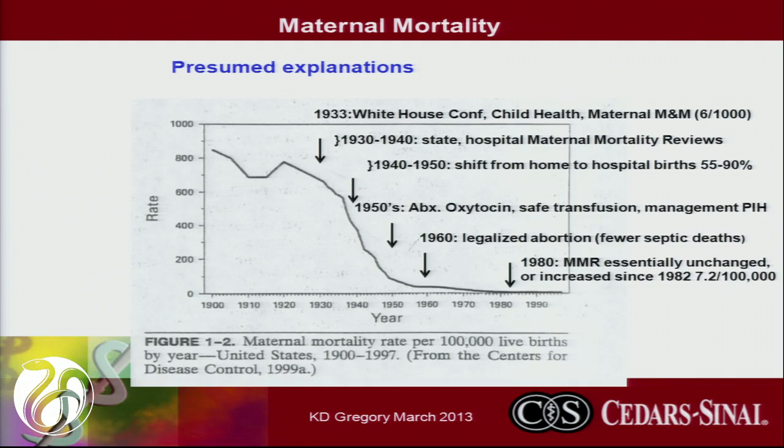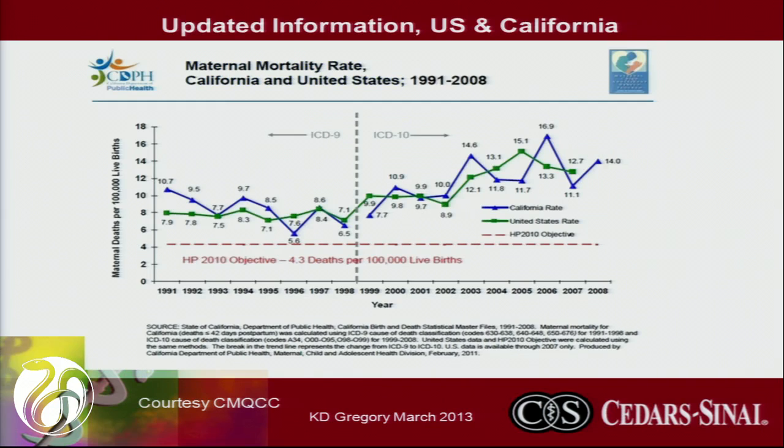changes that led to this decline, starting back in 1933 when they convened the first maternal and child health reviews, on through what many believe is the advent of moving more births into the hospitals, the use of antibiotics, transfusions, as well. It brought the maternal mortality rate down to about 7 per 100,000 in 1982. However, more recently, there's very clear evidence that the maternal mortality rate is increasing.